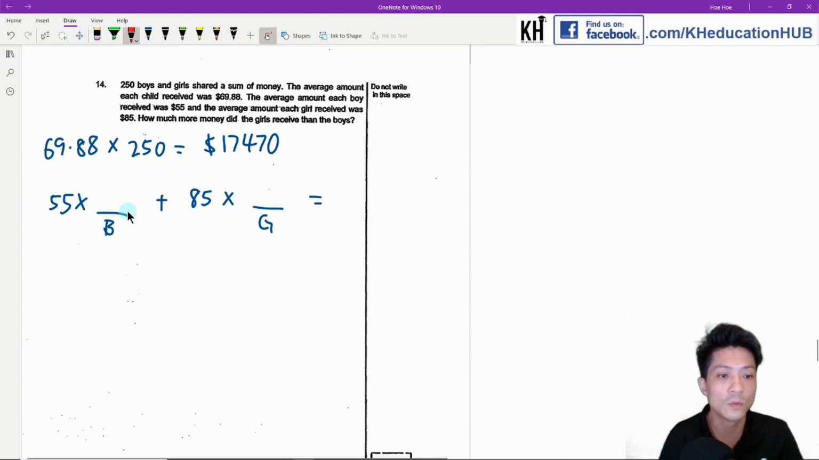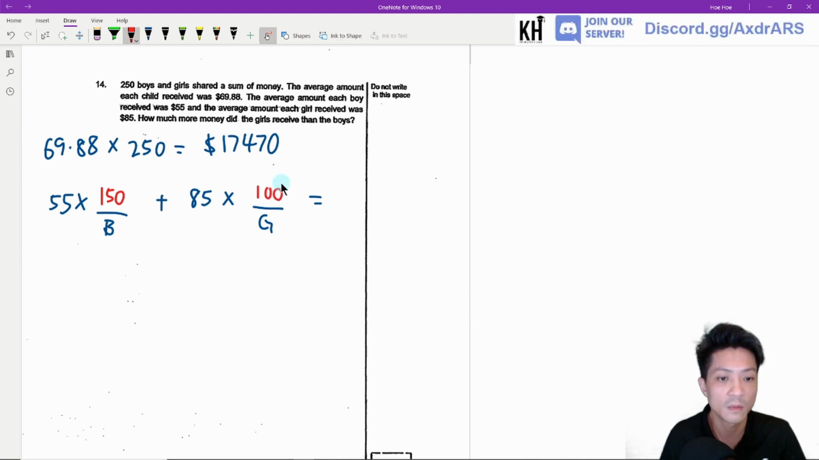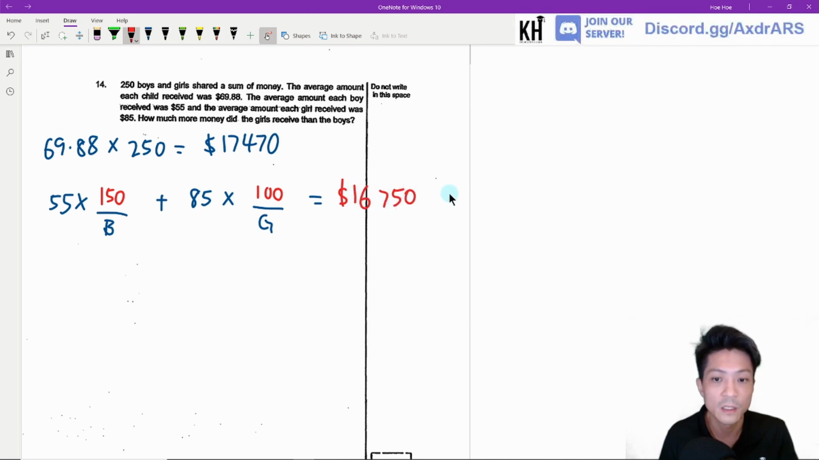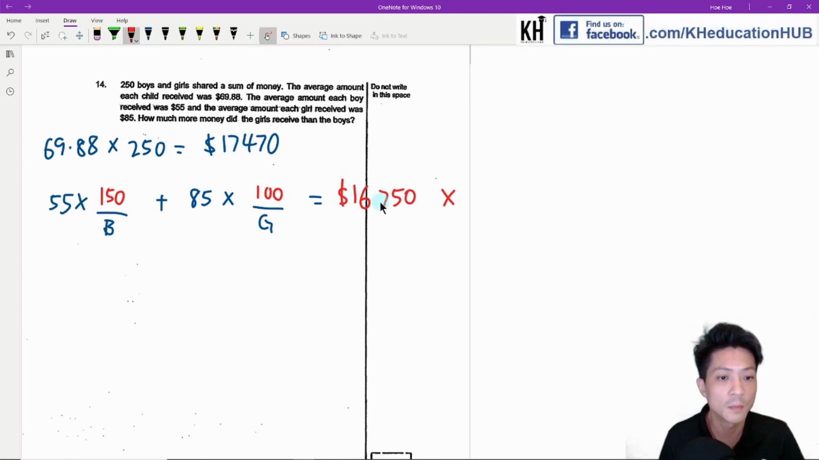So now I'm going to guess. I'm going to use 150 and 100 first. With a calculator, it shouldn't take you too long to find the answer. 85 times 100 is going to give me 16,750. Although this is wrong, I think we are quite close. So what I need to do is increase the amount. To increase the amount, I need to increase the number of girls and decrease the number of boys.